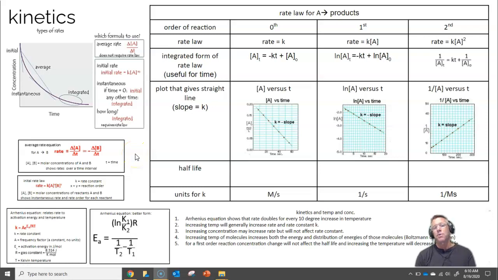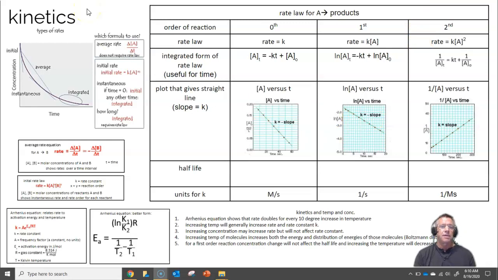If you've gotten to this point, it means that you've gone through everything you need to understand kinetics of a reaction on an AP chemistry, meaning a college level, exam. So, way to go. Let's take a quick look at what we started with and see if you actually are nodding your head and saying, oh yeah, I remember that.